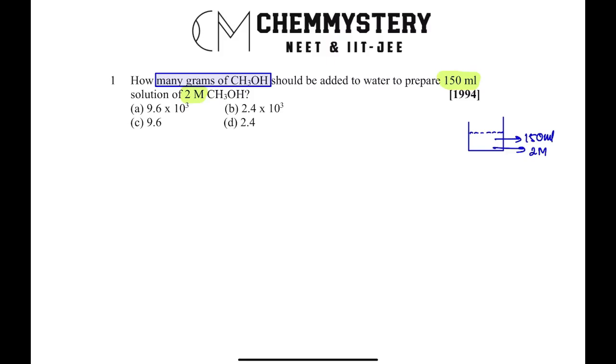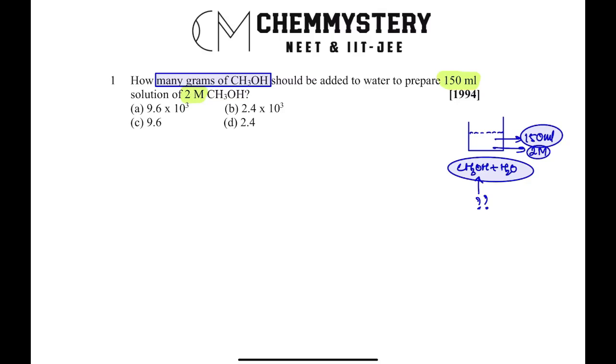2 M is the molarity. How are you preparing it? You are adding CH3OH to water and preparing this particular solution. Now they ask: how much of this solute do you need to add to water so that you can achieve this particular strength and this particular volume? This is the question. Now let's see how to do it.